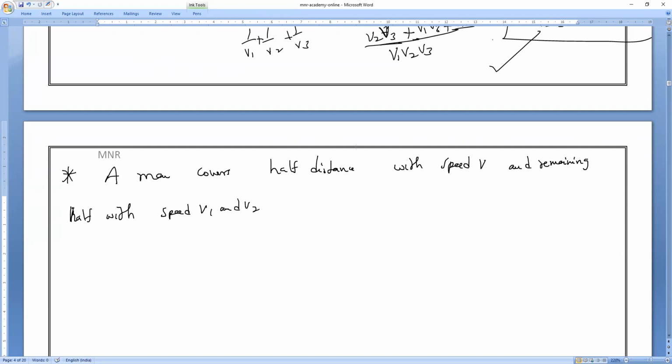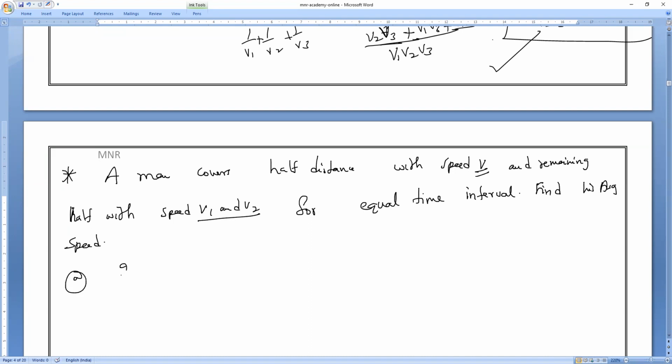Be very careful. One distance with speed v, half of the distance with speed v, and the remaining half distance with the two speeds v1 and v2, for equal time intervals. Be very careful. Whatever the half distance is, they are taking equal time. Do you understand, everybody? So find his average speed.